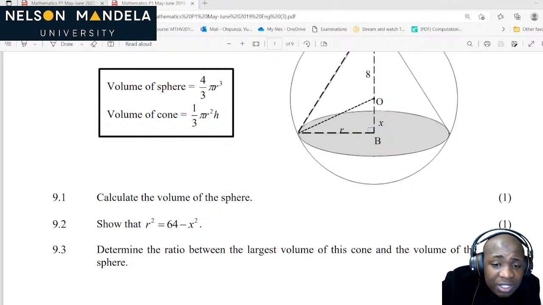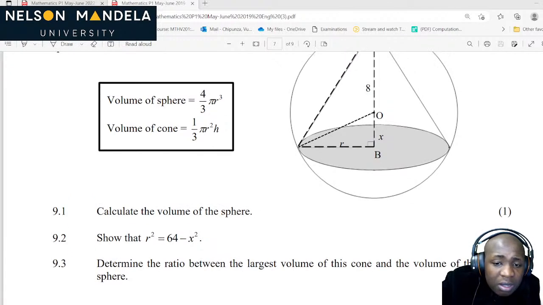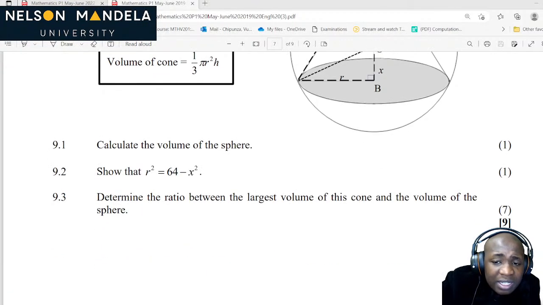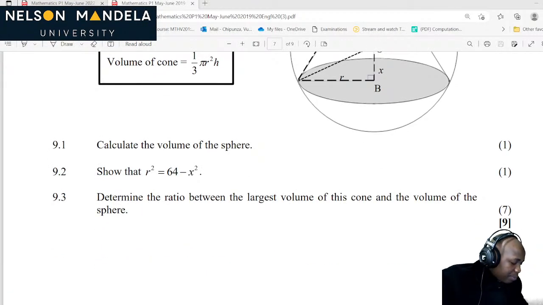Now show that r squared is equal to 64 minus x squared. How can we show that? This is quite straightforward, because by Pythagoras we can solve that problem fast. So by Pythagoras theorem, we know that r squared plus x squared is equal to 8 squared. Then r squared is equal to 8 squared minus x squared.